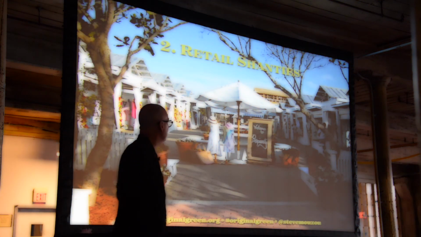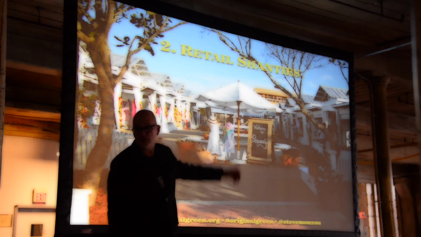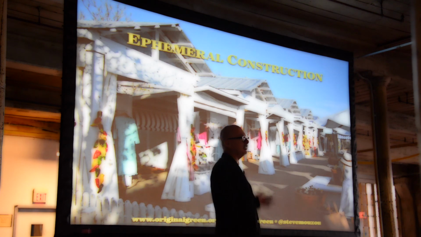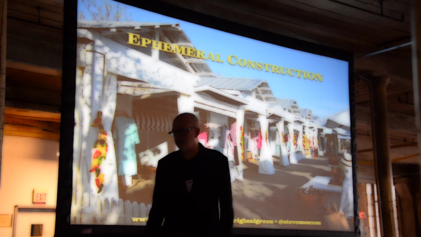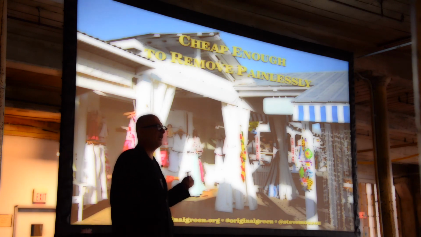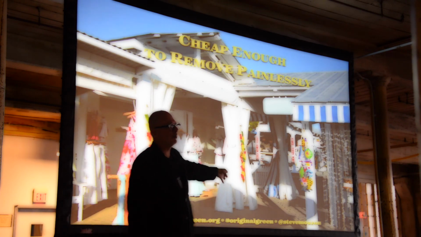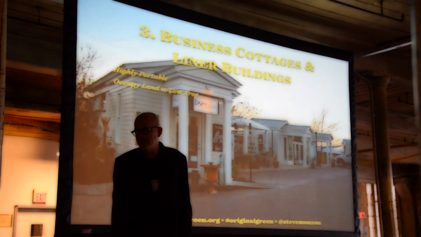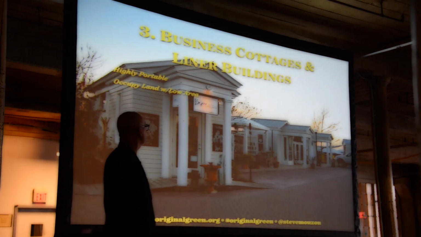The next step up would be retail shanties that are very ephemeral. As a matter of fact, if these all blew away, it wouldn't be a big deal because each one of them is only a few hundred dollars' worth of material, and that's it. The idea is it's cheap enough to remove painlessly. The problem is these are so lovable. This is Perspicacity at Seaside, and now people aren't letting them take them out, even after they've been there 20 years. They're long past due.